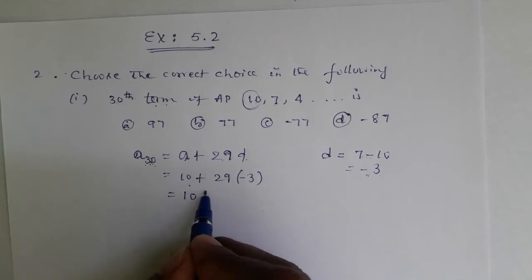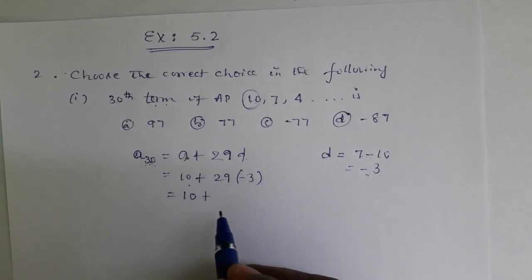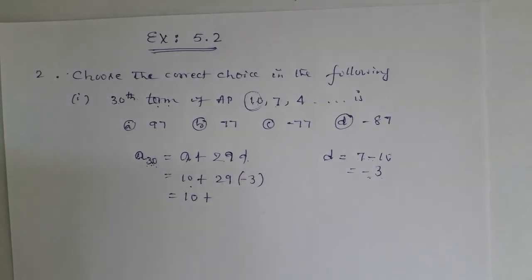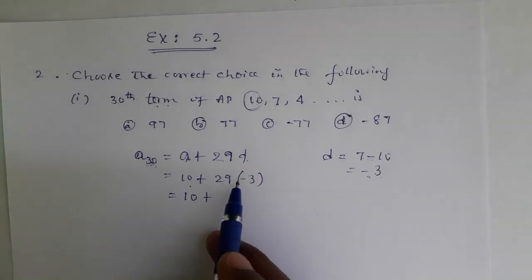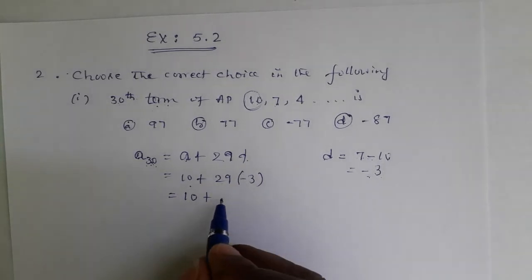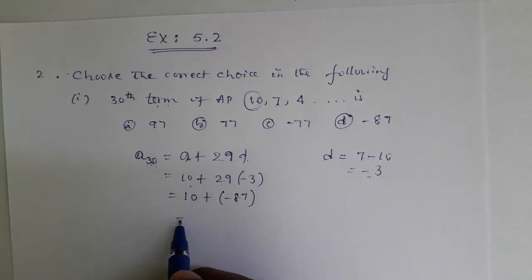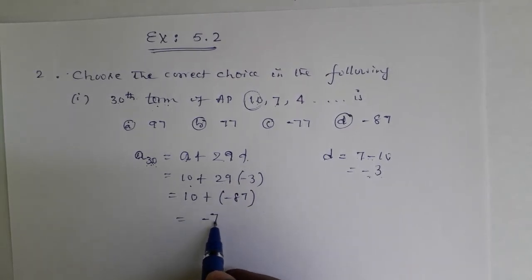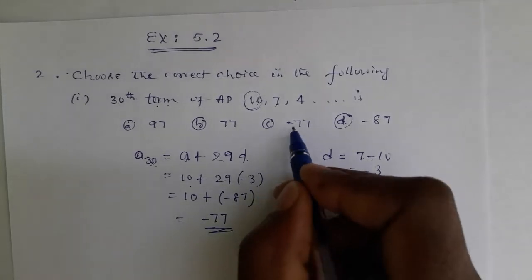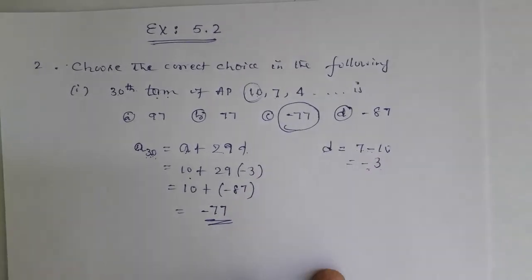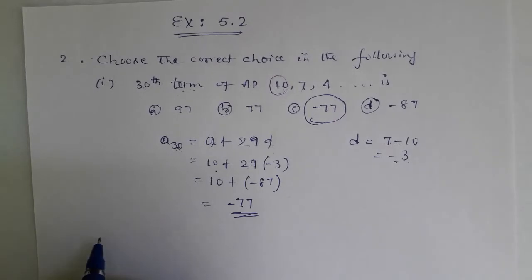Now 10 as it is, and 29 into minus 3 we multiply. That is minus 60 minus 27, which is minus 87. In minus 87, 10 is added, and we get minus 77 as the answer. This is the third option. C is your correct option.